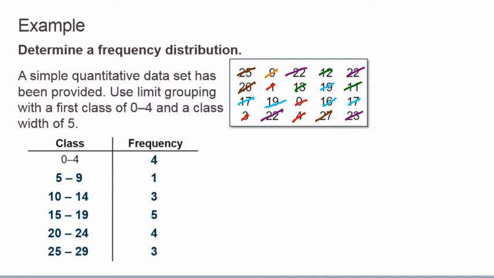The total frequency should always equal your sample size. 4 plus 1 plus 3 plus 5 plus 4 plus 3 equals 20. And my data set is 20, so we haven't missed a data point.